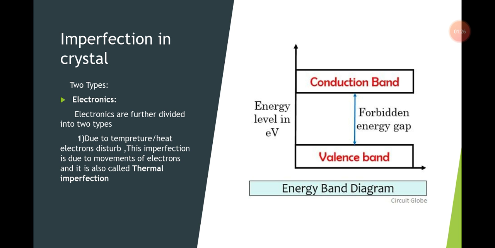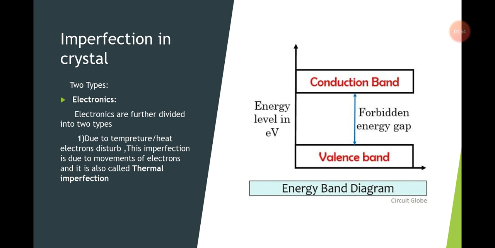Now, first of all, imperfection in crystals. There are two types. The first one is the electronic. Electronic imperfections are further divided into two types. The first one is due to temperature or heat. This imperfection is due to movements of electrons, and it is also called thermal imperfection. So basically this imperfection is caused due to the movements of electrons.